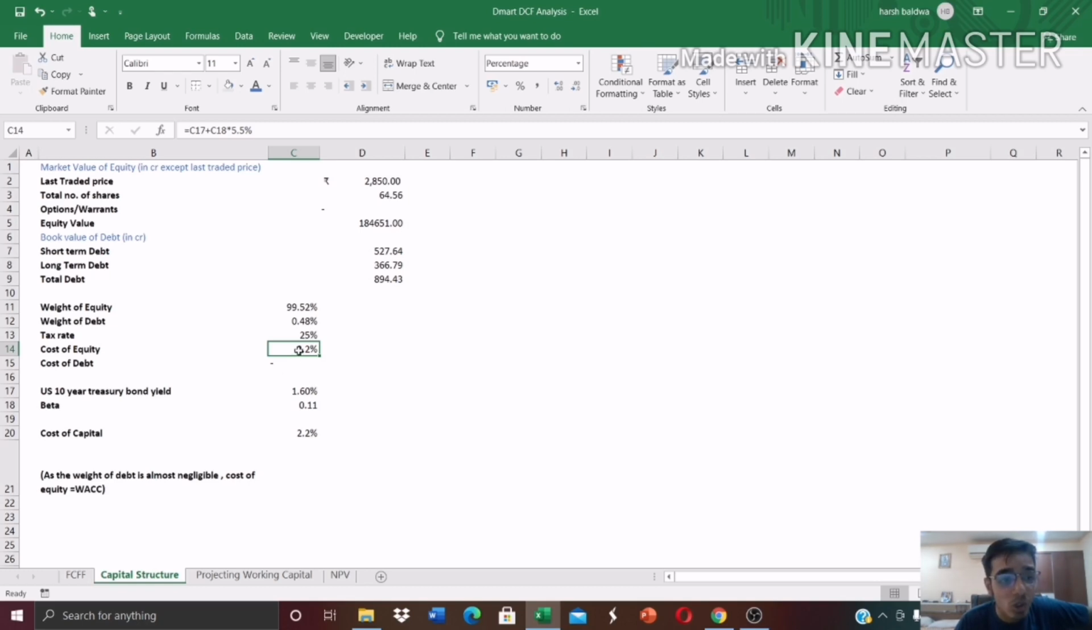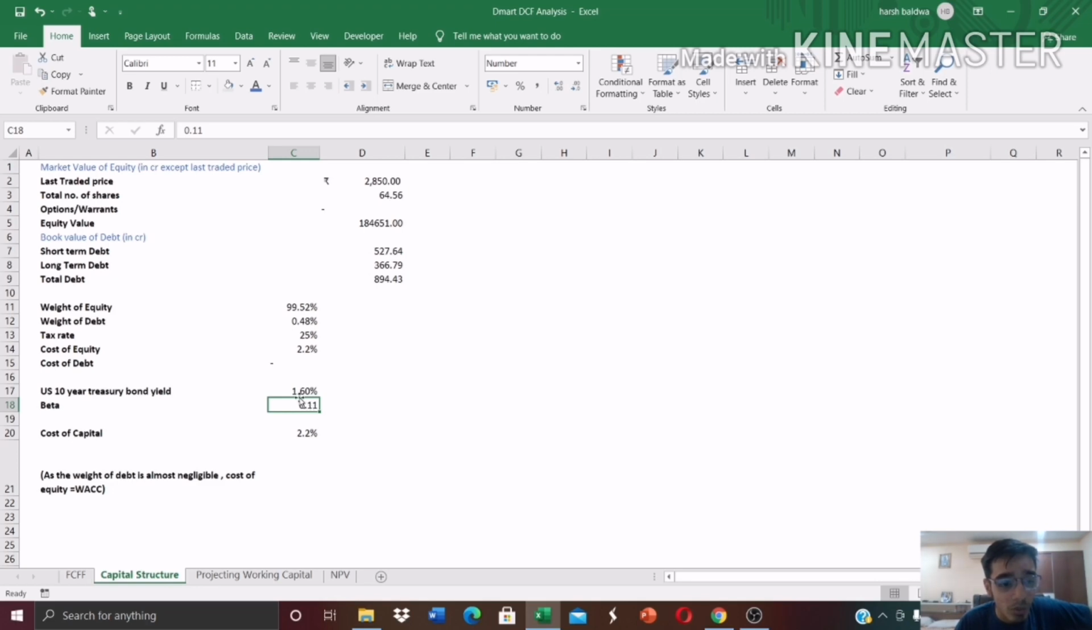Now how do you find this cost of equity? The cost of equity can be found out by the CAPM, that is the capital asset pricing model. What does the capital asset pricing model say? That the required return is the risk free rate plus the beta of the company times the market risk premium. How do you get the risk free rate? The risk free rate can be assumed as the United States 10-year treasury bond yield, which is at 1.6%, plus the beta of the company, that is the beta of DMART. You can find this figure in Yahoo Finance or anywhere. This is the 5-year monthly beta.